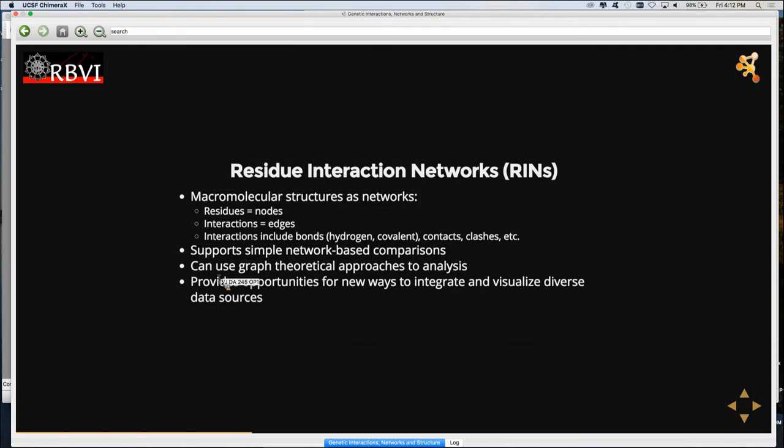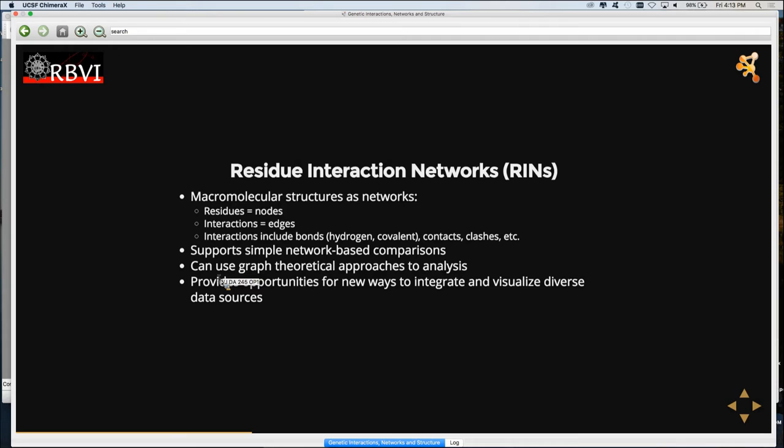Okay, next technology, residue interaction networks. Real simple stuff. If you think about a protein or any other macromolecule, you can conceptualize that as a network where I look at the residues as nodes and the edges are the interactions between those residues.